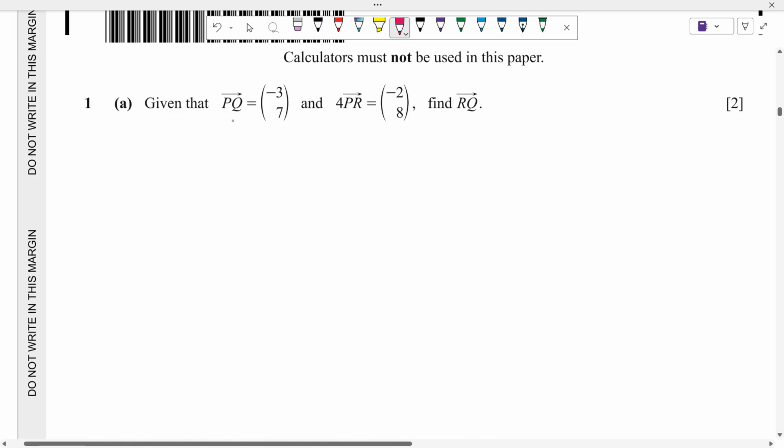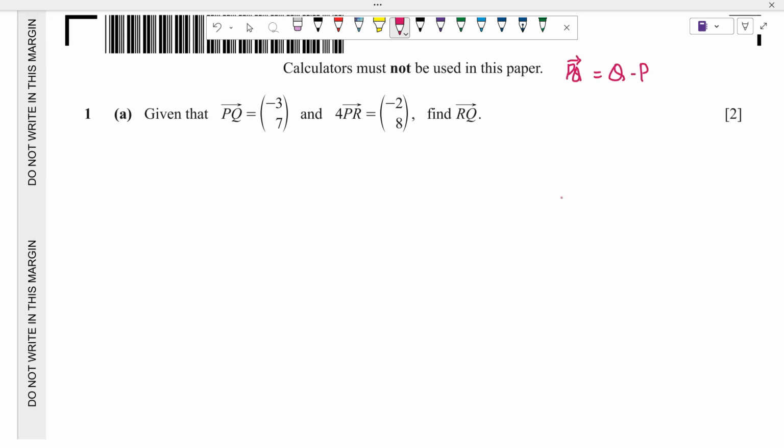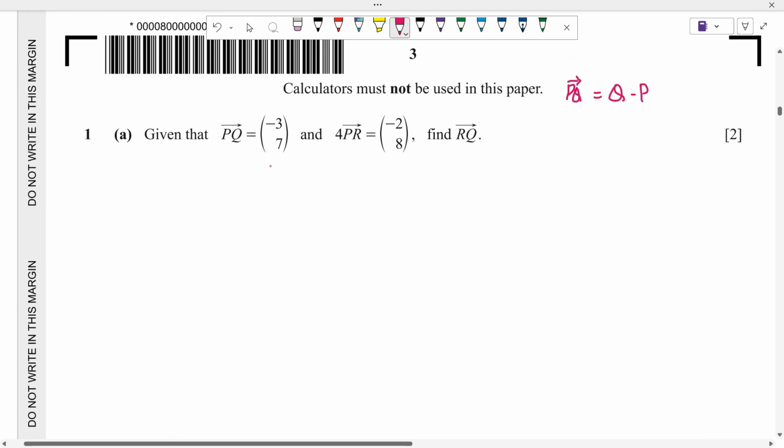It is given that PQ is equal to (-3, 7), and 4PR is equal to (-2, 8). Find the value of RQ. We should know that PQ is equal to Q minus P. So first we find the PR.